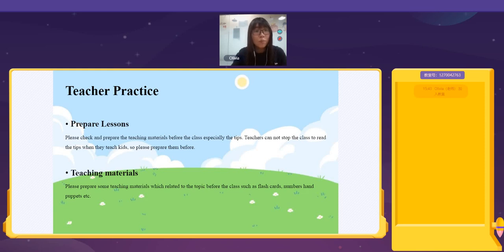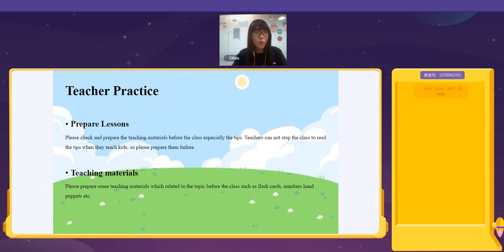Prepare lessons. Please check and prepare the teaching materials before the class, especially the tips. The tips are at the bottom of the slides, so teachers cannot stop the class to read the tips while teaching kids. So please prepare them before. It will affect teachers' teaching performance if they don't read the tips before the class. So please focus on it. Teachers, just read all of the tips before you start the class.